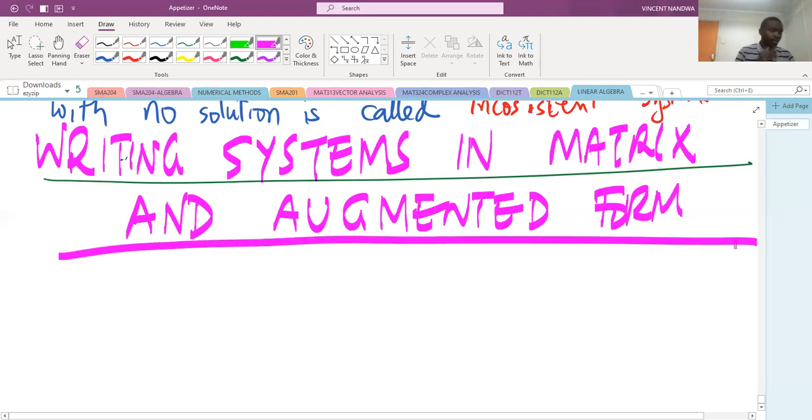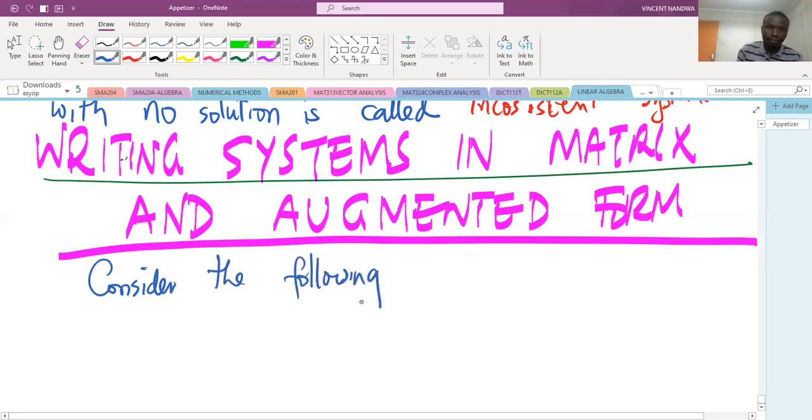Writing systems in matrix and augmented form. Really, this will be very easy for us to understand if you remember what we did in matrices in Form 3. So consider the following systems.